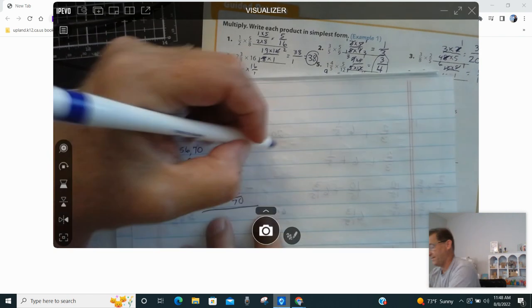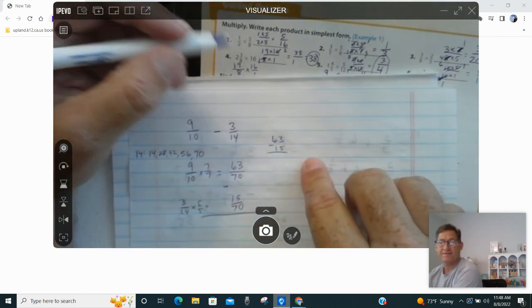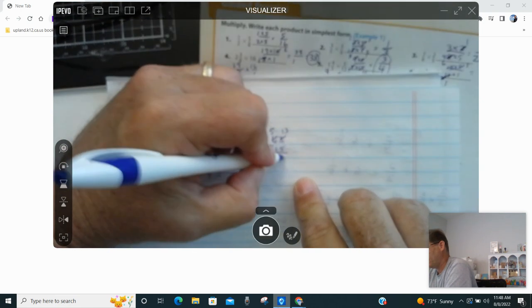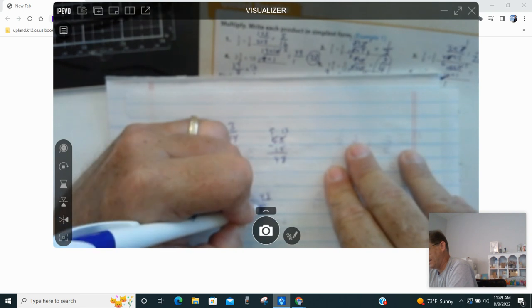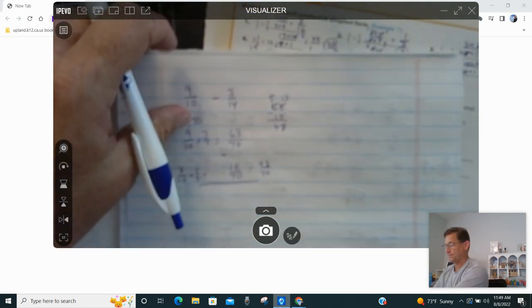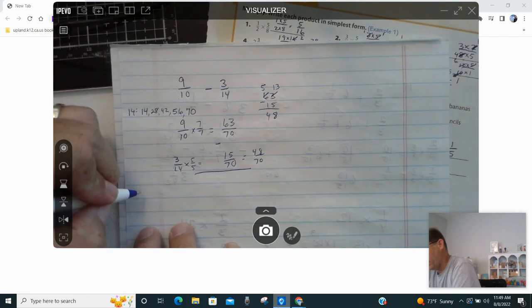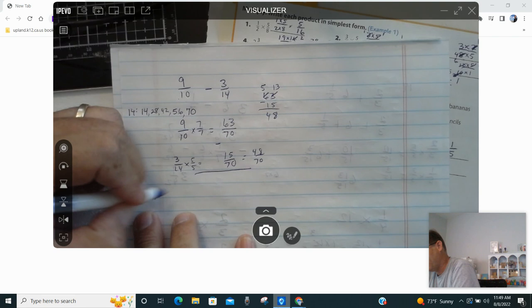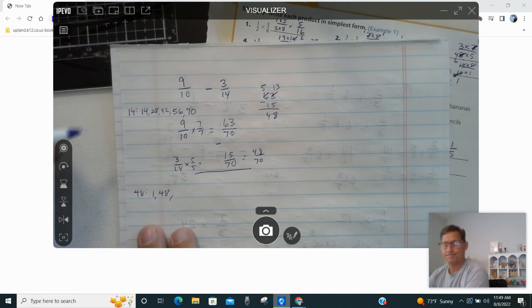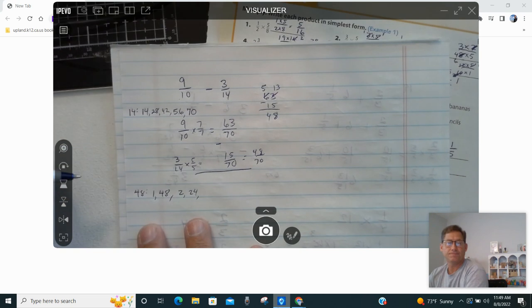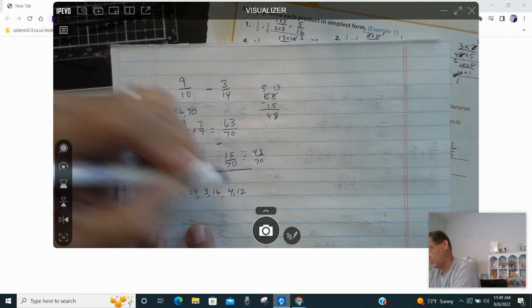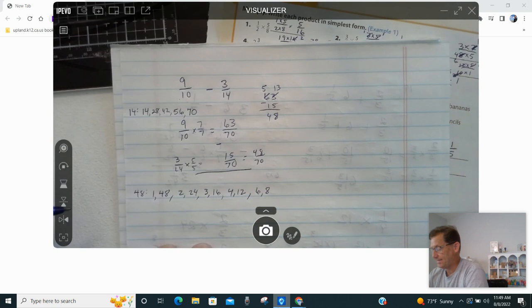Okay. 63 minus 15. Well, I can't take 5 from 3, so I'm going to regroup, and I'm left with 48/70. Well, what are the factors of 48? Let's see. 1 and 48, 2 and 24, 3 and 16, 4 and 12, 6 and 8.